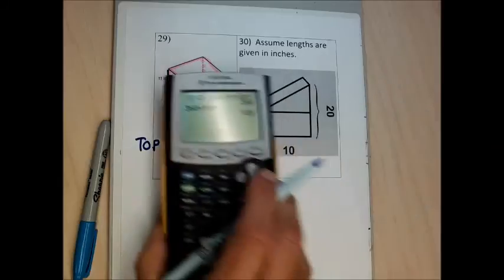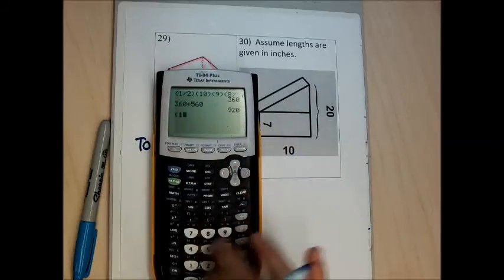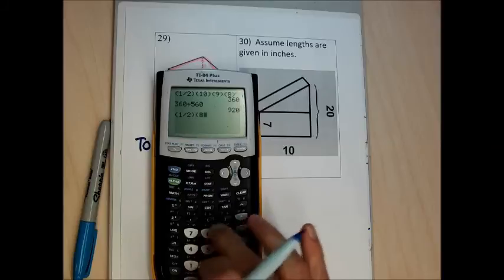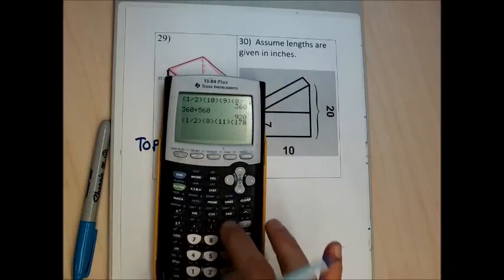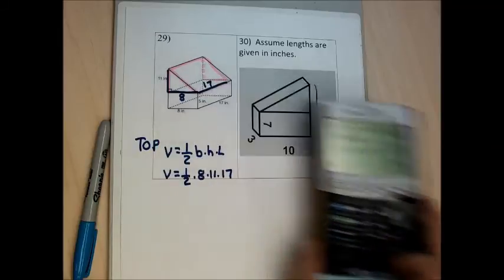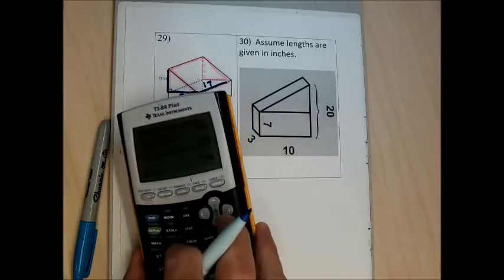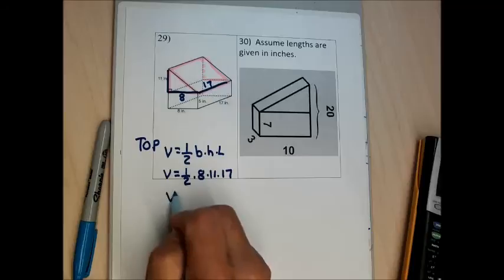And let me do that in this calculator. So I'm going to do 1/2 times 8 times 11 times 17. The volume of the top is 748 cubic inches.